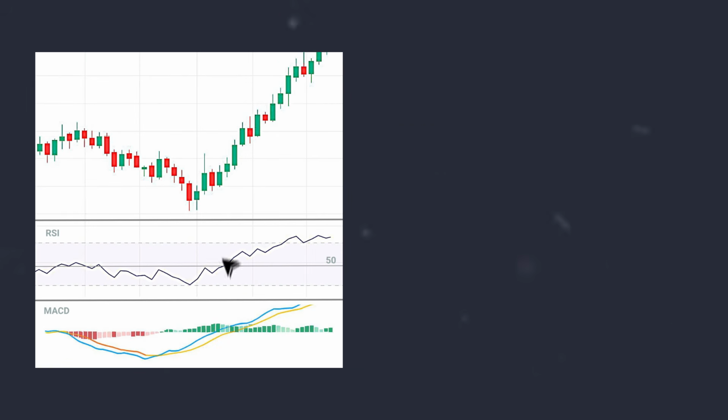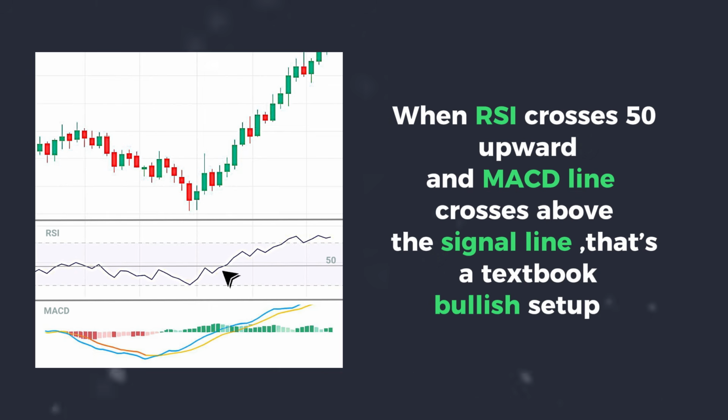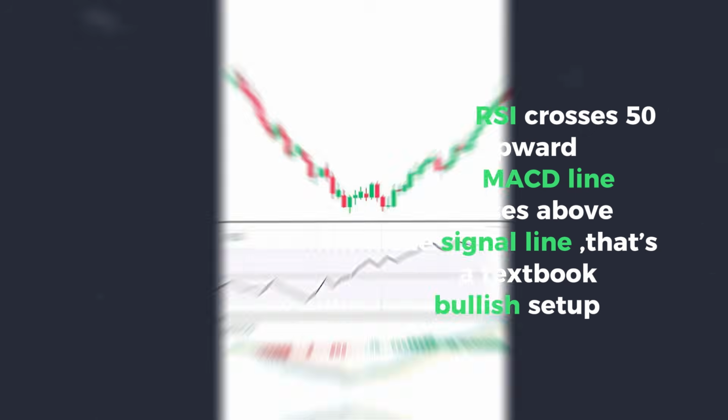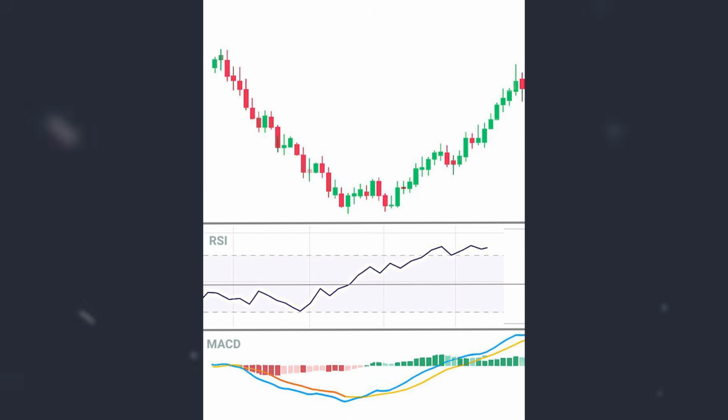Strategy: when RSI crosses 50 upward and MACD line crosses above the signal line, that's a textbook bullish setup. Example: here's what we're looking for. RSI pushes above 50, a clear sign momentum is shifting. Then, boom, MACD crosses above the signal line and green bars start building up. That's your confirmation. We enter long right after the crossover.